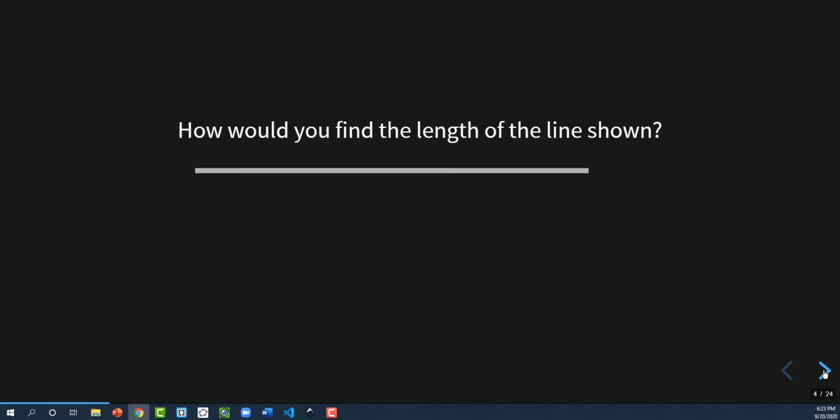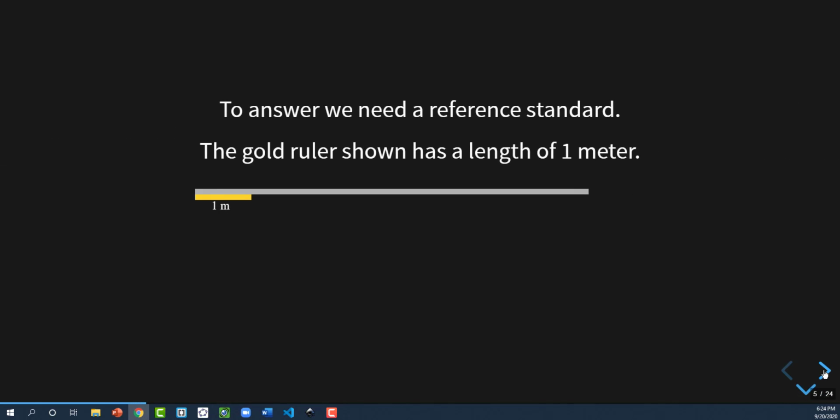Here's a question. Someone says to you, how would you find the length of this line shown? How you should respond is, I have no idea, because I have no idea what the reference frame is. What's the thing I'm comparing this line to? I need some kind of comparison, some kind of standard. And I say, okay, here's my standard. I place a gold ruler next to it. I say, this is the standard. This is exactly 1 meter. Now you know how to answer the question.